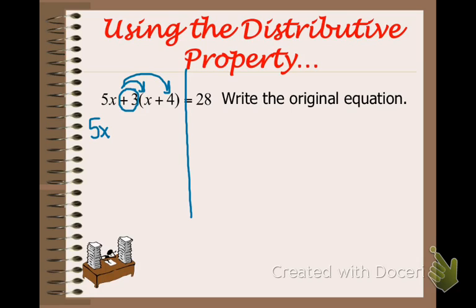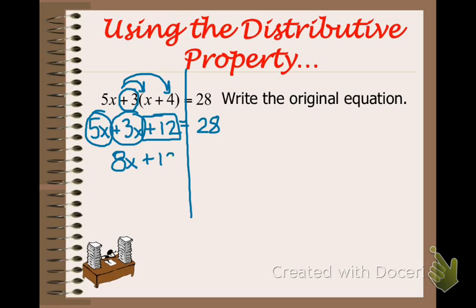So the positive 3 times x is a positive 3x. Positive 3 times a positive 4 is a positive 12. And that equals 28. Now I look for my like terms. The 5x and the 3x, the same variable term, can be combined into 8x plus 12, and that all equals 28.